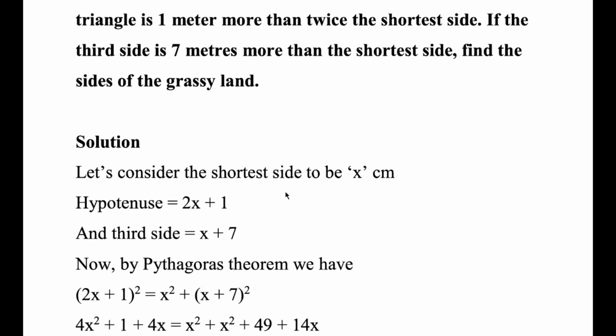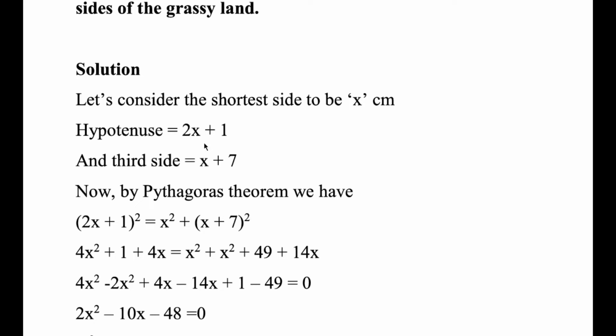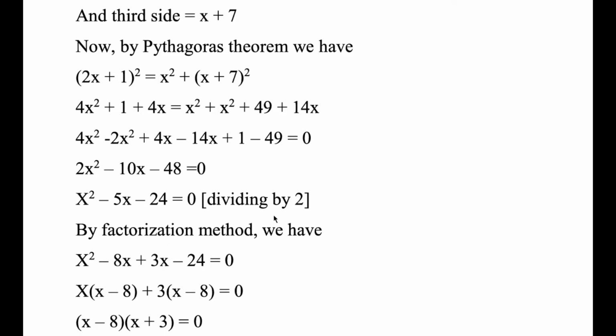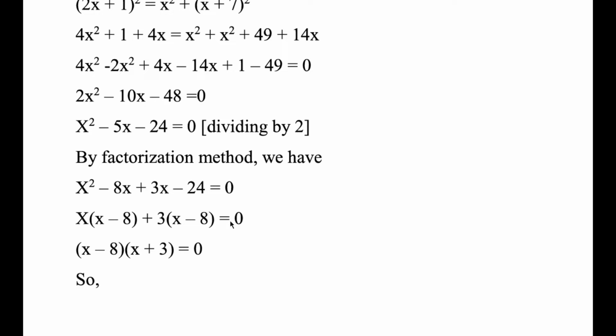So consider the shortest side be x, so hypotenuse will be 2x plus 1 and the third side will be x plus 7. After that form the equation as per the Pythagoras theorem. Just 2 or 3 steps simplification, dividing by 2 just to reduce the burden. After that, by the middle term factorization method, you will get (x minus 8) into (x plus 3) is equal to 0.